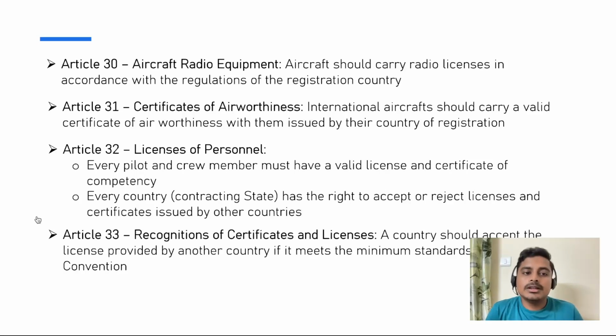Article 33, recognition of certificates and licenses. A country should accept the license provided by another country if it meets the minimum standards set by the Chicago Convention. So the Chicago Convention has set some guidelines for these licenses and certificates. If the license and certificate of a particular country meets the minimum standards of these guidelines, then the other countries must accept these licenses and certificates.